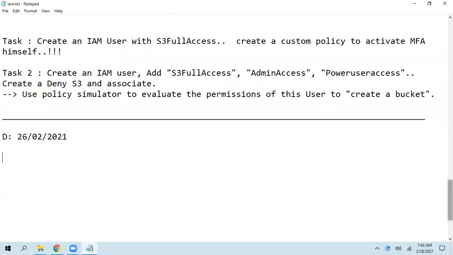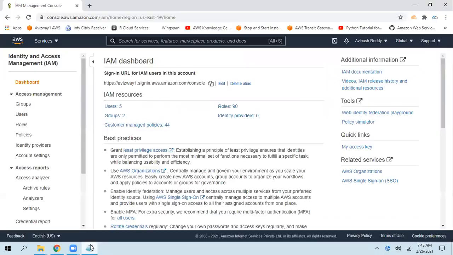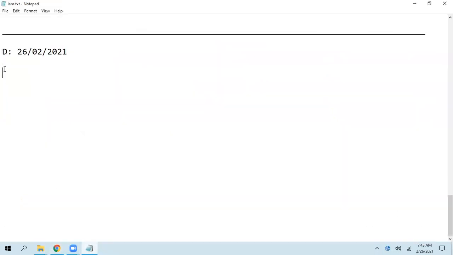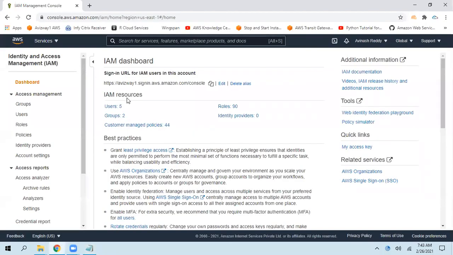Right. So in today's session, we are going to observe a couple of options, like how to track IAM user access, the credentials report, and how to set a password policy. By default, we have a password policy for all IAM users.